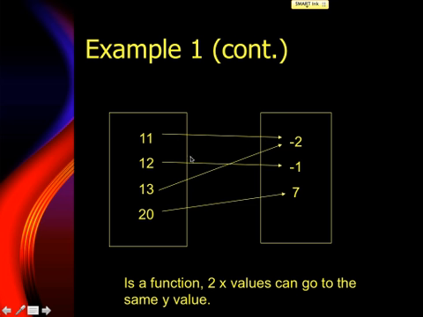So each one of these has to go to, two of these can go to one y, but you can't have two of these go to one output. Okay, an example you'll see is the next one.